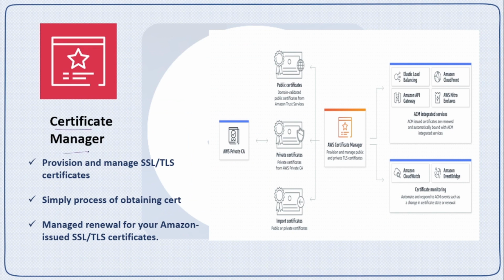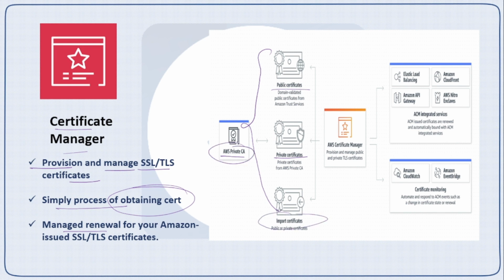Next is Certificate Manager. This helps in provisioning and managing SSL and TLS certificates. In order to have secure communication, we need to have the certificates in place. This simplifies the process of obtaining the certificate and also renewing it. There are different ways you can have certificates: public certificates, private certificates that are issued by AWS Private Certificate Authority, and you can also import your certificates. All these things can be in Certificate Manager.